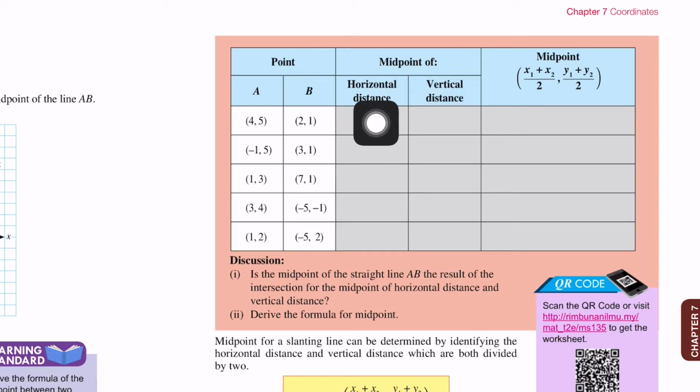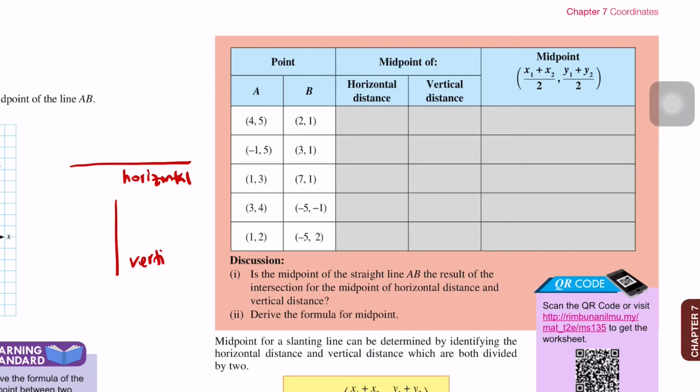Horizontal distance and vertical distance. What is horizontal and what is vertical? Horizontal, this one is horizontal. So this one is vertical. Maksud dia kalau dia nak horizontal distance, we look at x-axis. If we want to look at the vertical distance, we look at y-axis.